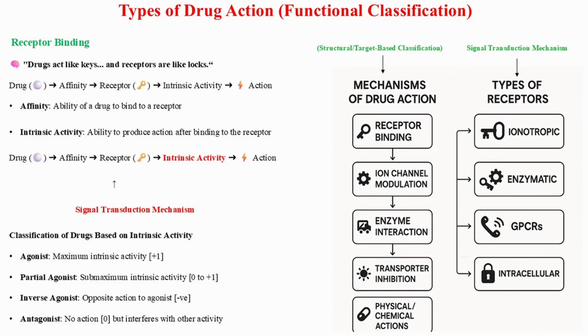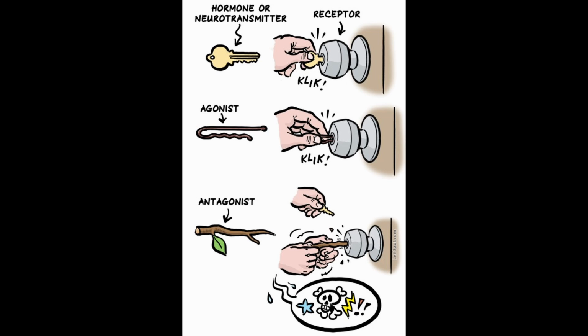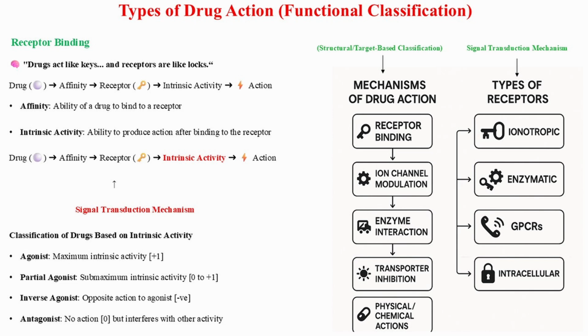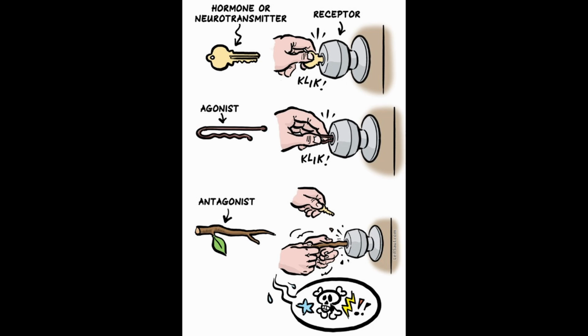One is affinity and the second one is intrinsic activity. So first we look at affinity. Affinity is how well the drug binds to the receptors. Think of it like a magnet, whether it is strong or weak. Next, intrinsic activity. Intrinsic activity is what happens after binding. Does the key turn? Does it trigger an action inside the cell or not?